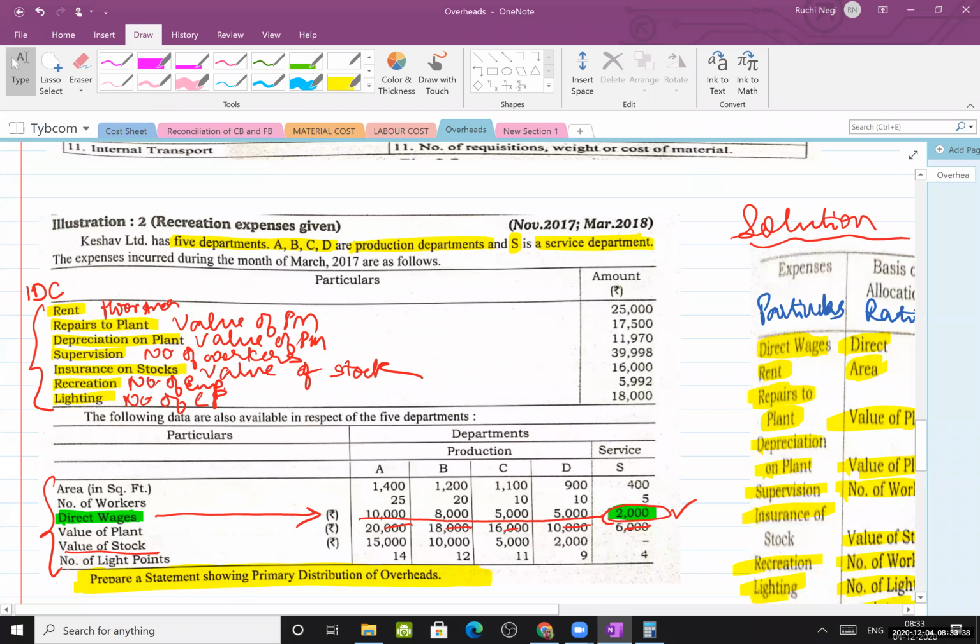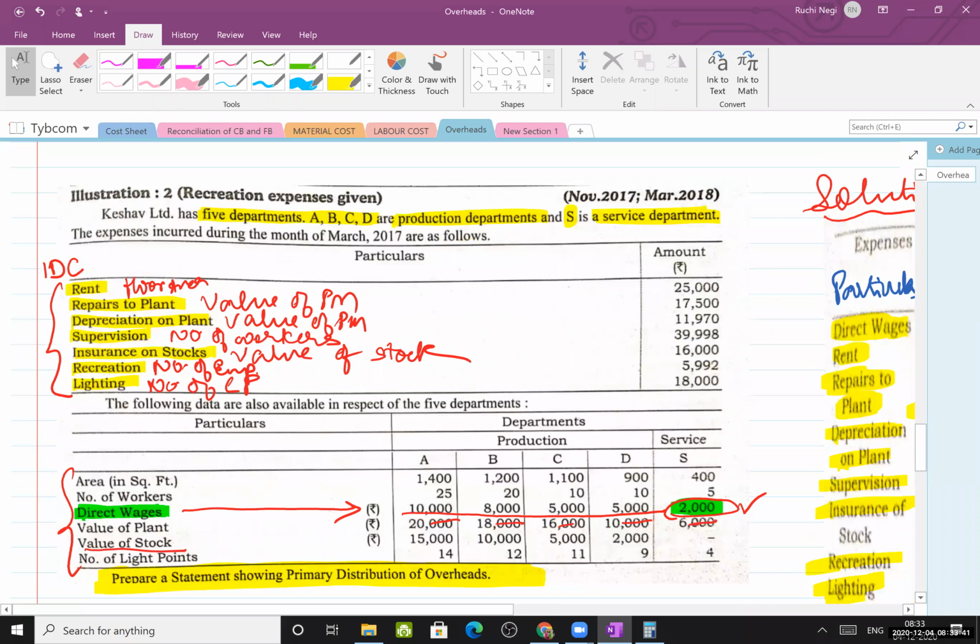Let us start with this. Okay. Let's see. Keshav Limited has 5 departments. A, B, C, D are production departments. S is a service department. So there are 4 production departments and only 1 service department. Okay.